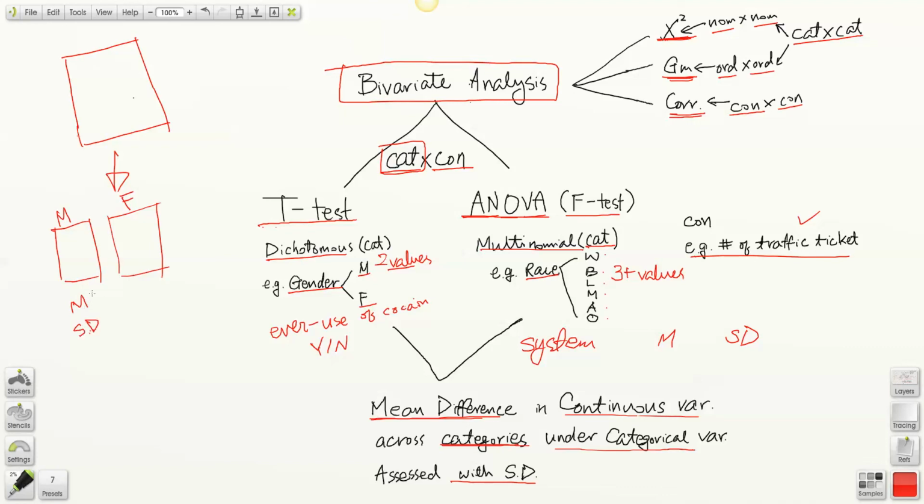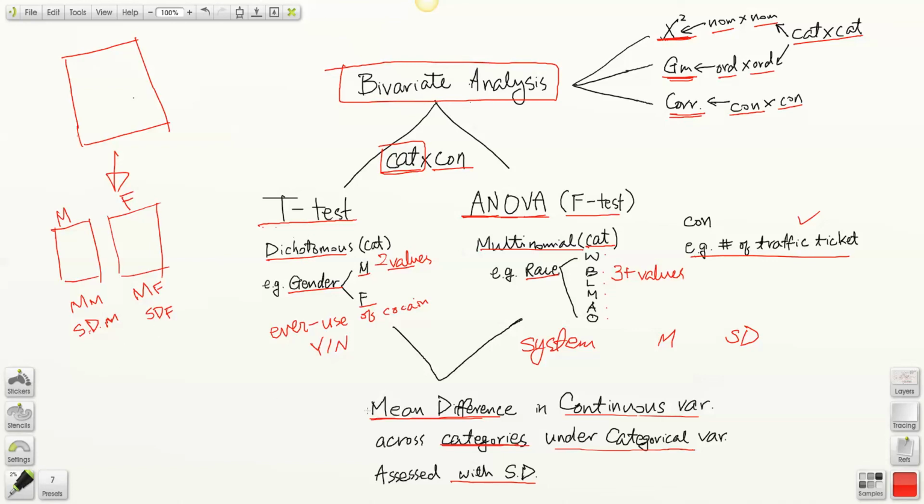So you get the mean number of traffic tickets for the male subsample and the mean number of traffic tickets for the female subsample, and you can get the standard deviation of number of traffic tickets for the male subsample, and the standard deviation of number of tickets for the female subsample. So using these four statistics, you can actually do the t-test.